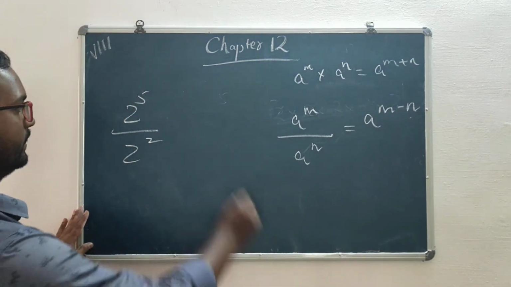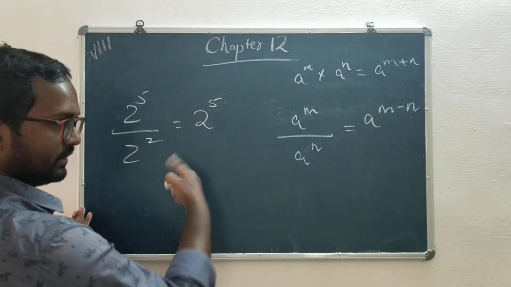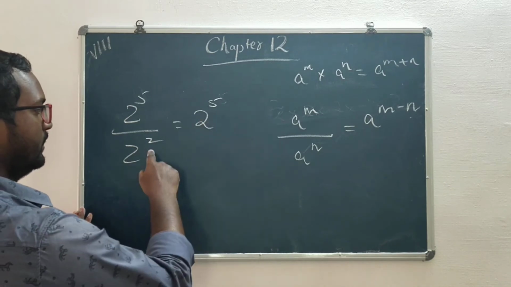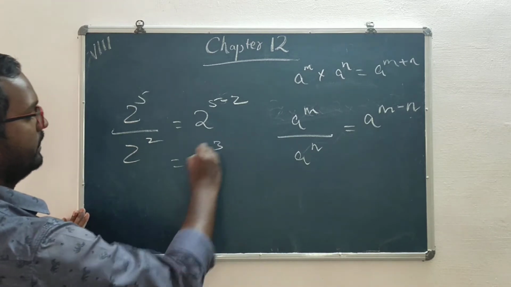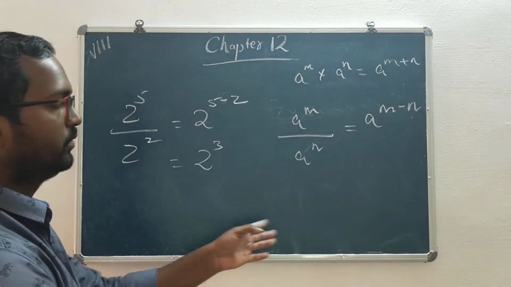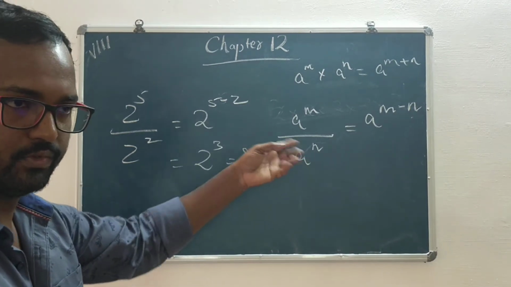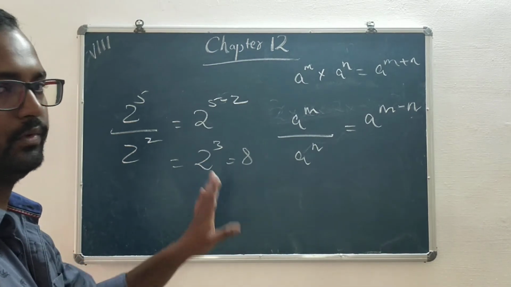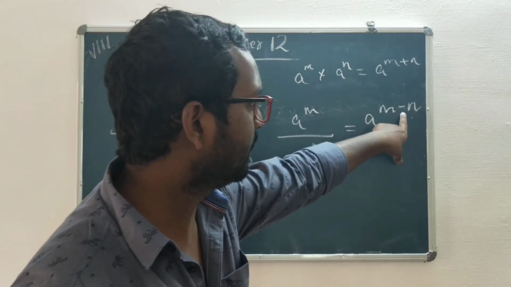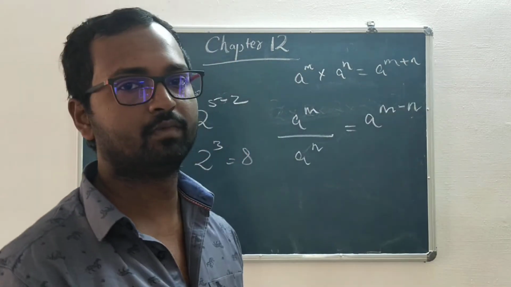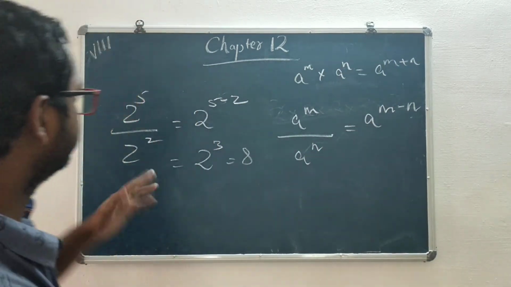So here we will get 2 power 5 using the formula. This power is 5 minus 2. So the answer is 2 power 3, which is 2 into 2 into 2, 2 into 2, 4, 4 into 2, 8. The same answer we got there also using the standard method. So this is how you have to do using the formula. In the formula, when it is division, it will be minus. When it is multiplication, the sign will be plus.